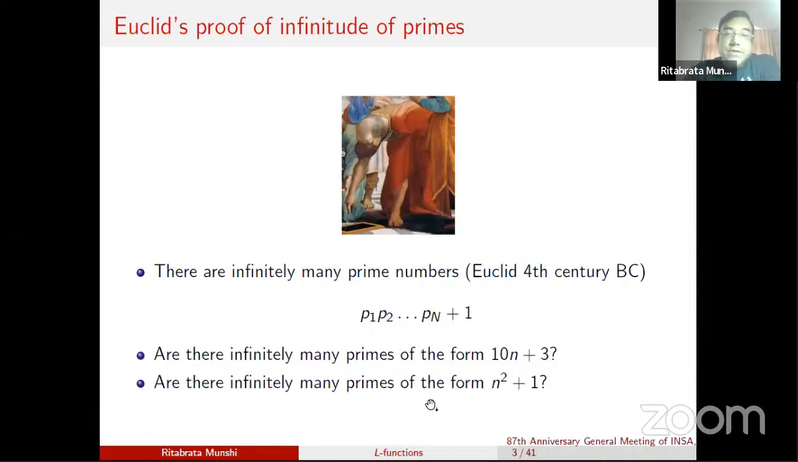You can even ask something deeper and much more difficult than this. Are there infinitely many primes of the form n squared plus 1? This is a very sparse sequence, and of course Euclid's method fails, and so does whatever we have developed in the last 2,400 years after Euclid. Nothing works for this. No one knows whether there are infinitely many primes of the form n squared plus 1. So there is a reason to find new proofs of the infinitude of primes in sequences.